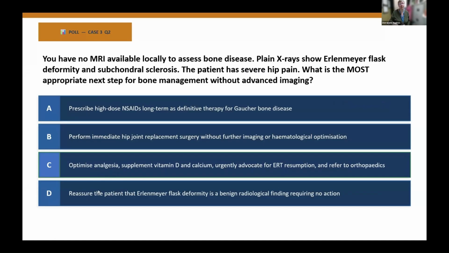So the next question: you have no MRI available to assess the bone pain. Plain x-rays show Erlenmeyer-Flask deformity and subchondral sclerosis. So he's got severe hip pain. What is the most appropriate next step for bone management if you don't have advanced imaging available? So you can vote on this. Prescribe high-dose long-term non-steroidals, perform some surgery to try to alleviate the pain, optimize the analgesia and other medications, or just simply reassure the patient that this is all benign and doesn't require any further action.